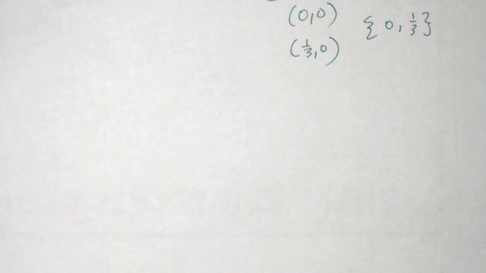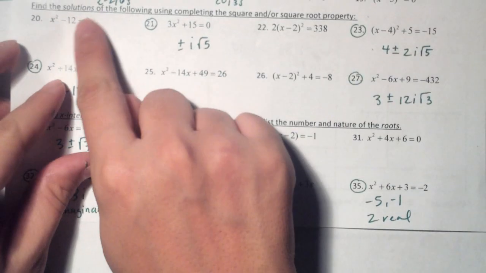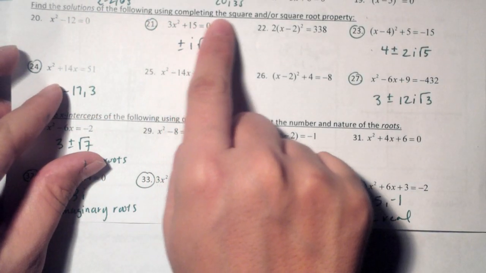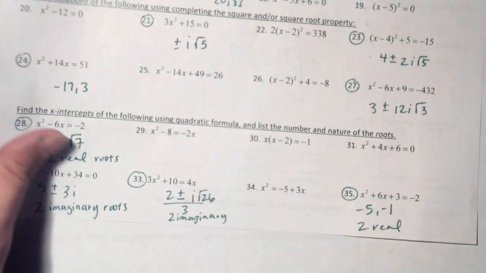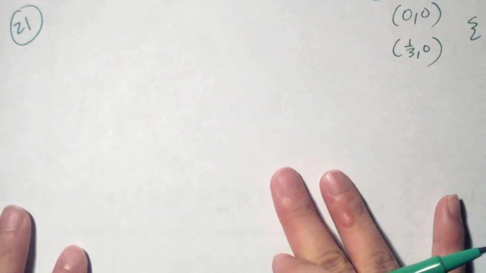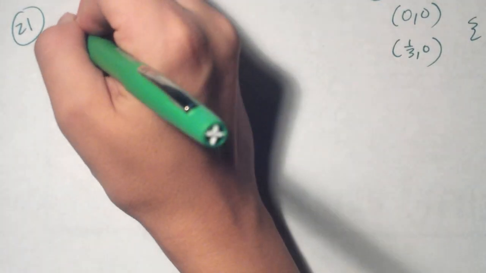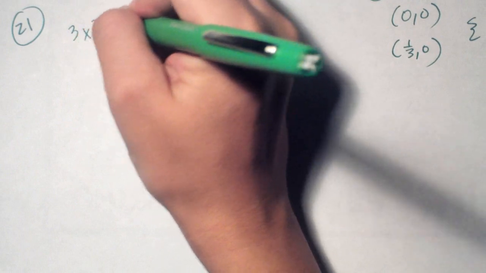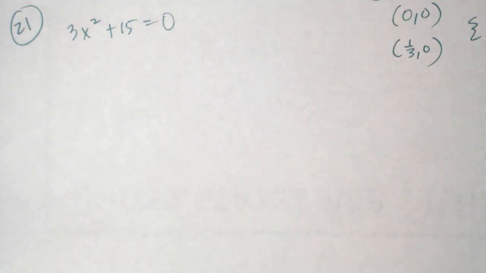Okay, so this is the next section. It says, find the solutions of the following using completing the square and/or the square root properties. So I'm going to start with number 21 on your review. I have 3x squared plus 15 equals 0.